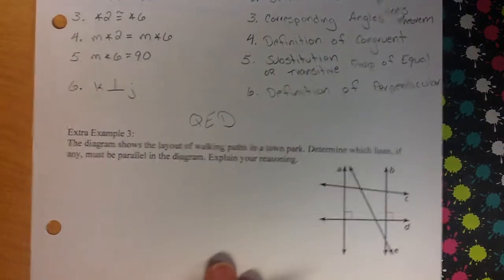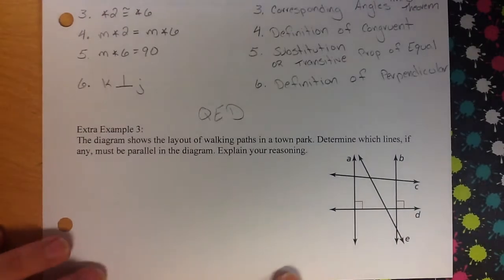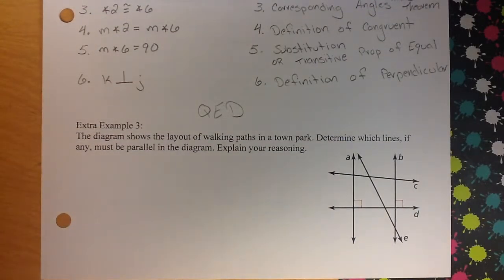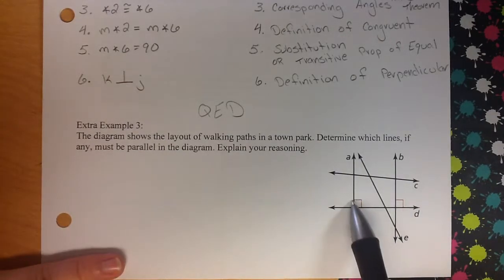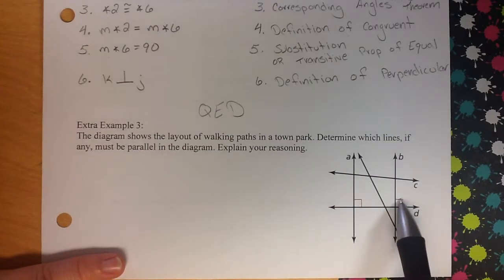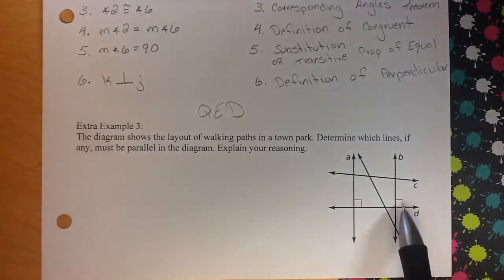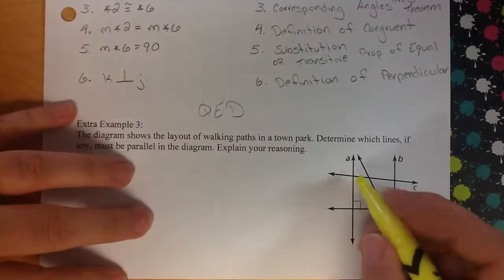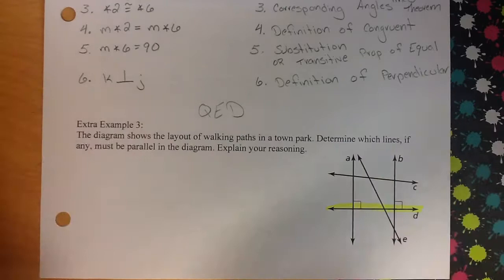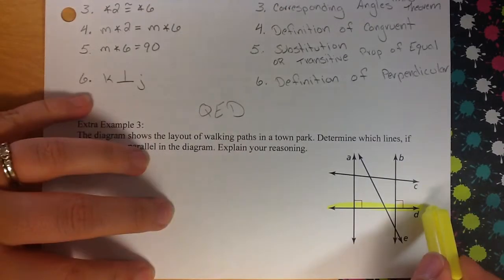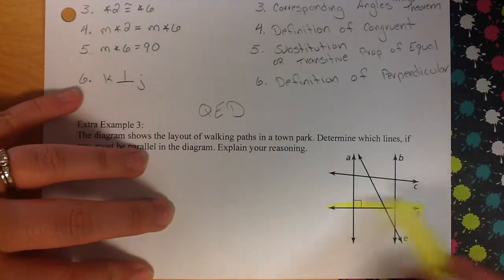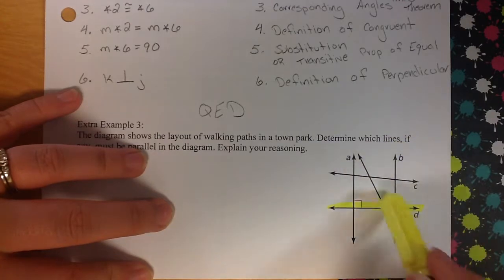Okay, all right, here's an example. The diagram shows the layout of walking paths in a town park. Determine which lines, if any, must be parallel in the diagram. Explain your reasoning. So we want to see what we know here. I have a 90 degree angle here and a 90 degree angle here. In both of those, D is in both of them. This 90 degrees is by A and D. This 90 degrees is by B and D.